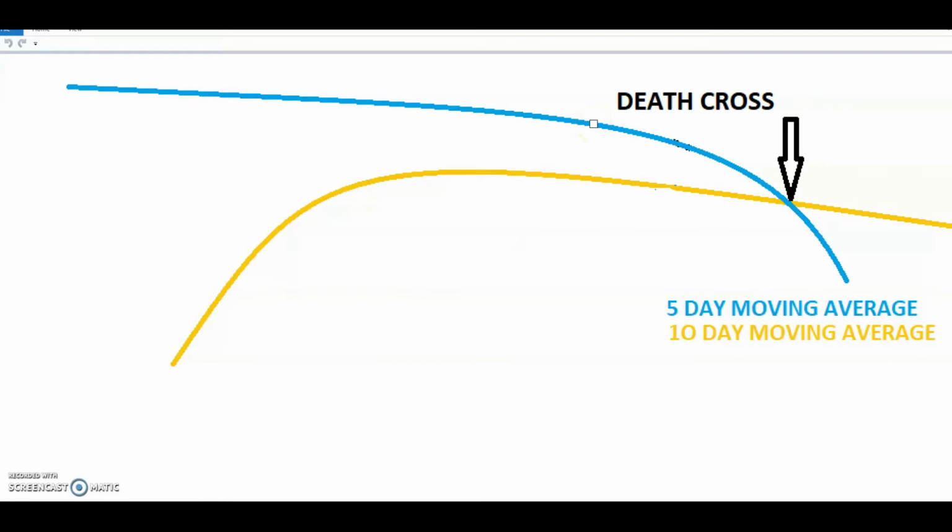The converse is the case when the 5-day moving average, the blue line, crosses down below the 10-day moving average, the yellow line. In this situation, we'll say we have a death cross at the point of the arrow. This would be a good time to get out of a long position or to enter into a short position.